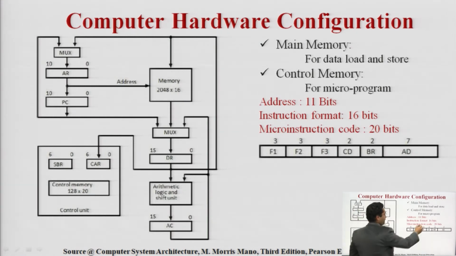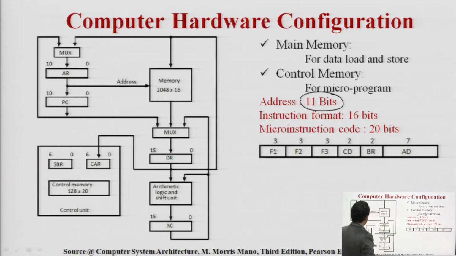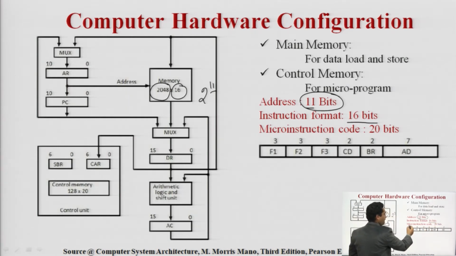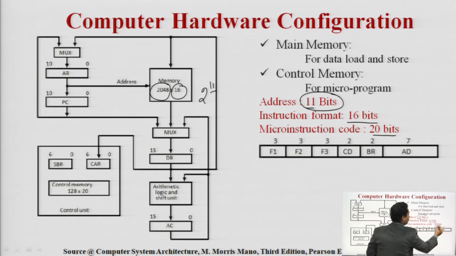Now here the address is of 11 bits. Why is it of 11 bits? Because we are talking about 2048. If we convert it to 2 raised to the power x, the value of x is 11. So here it is 2 raised to the power 11, so the address bit is 11. The instruction format is carrying 16, which is mentioned here. So this is my instruction format bits, and the microinstruction code is of 20 bits.